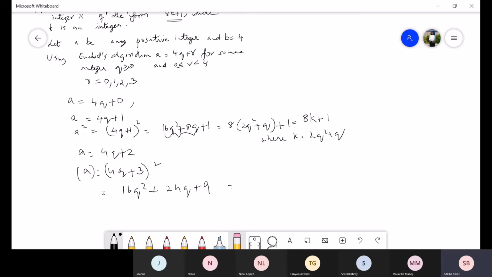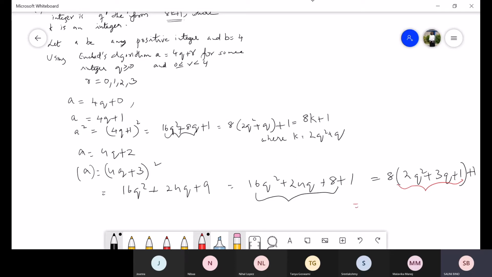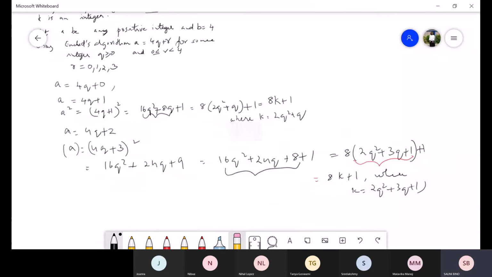And then you can do one thing. 16Q square plus 24Q, and 9 you can write as 8 plus 1, so that we can take common factor from the first three terms. You take 8 as common factor. You will get 2Q square plus 3Q plus 1, again plus 1. Now the terms inside the bracket can be given as K. So this is equal to 8K plus 1 where K is equal to 2Q square plus 3Q plus 1. So we got the odd integer square in the form 8K plus 1.